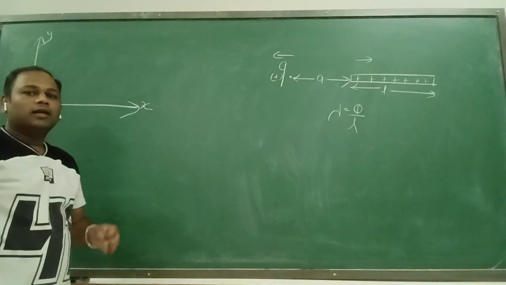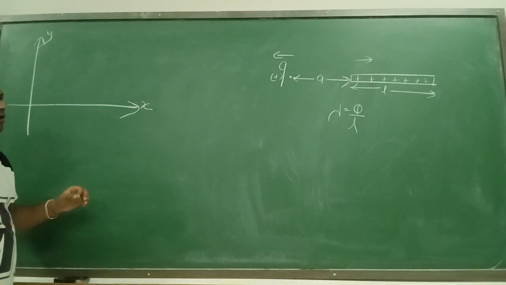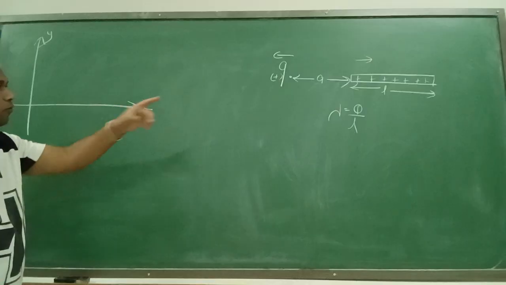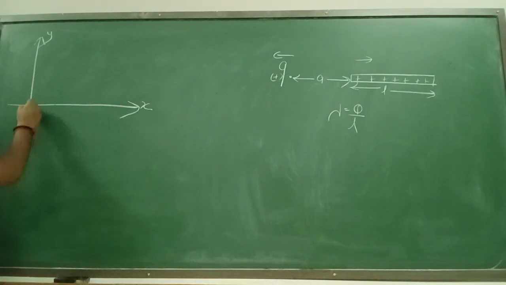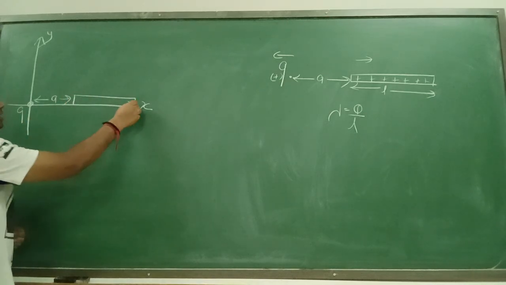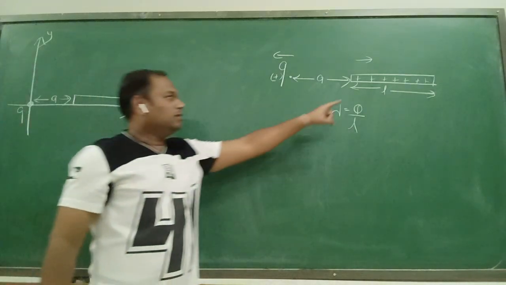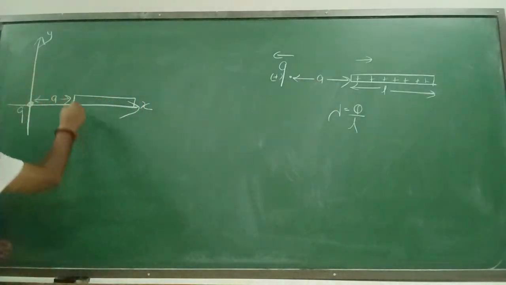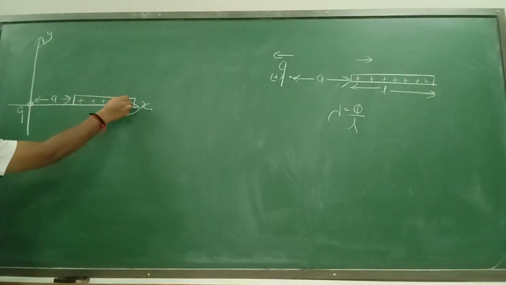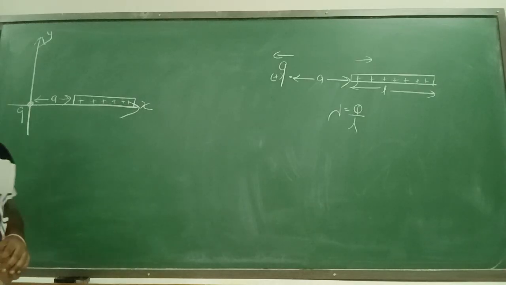We can take this point charge Q at any point on this x and y axis. To get the correct or easy mathematical equation between these two entities, we take the point charge at the origin, and after taking the point charge at the origin, we take a certain distance A, and after that distance your line charge will start. This line charge will start like this.